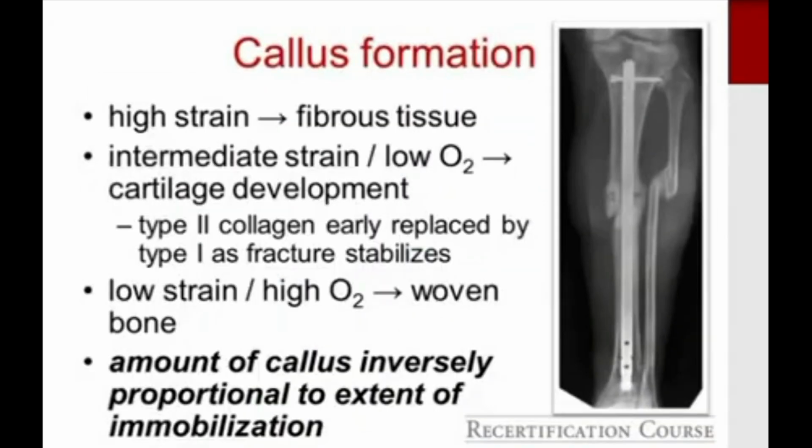Callus formation occurs after fracture. If you have high strain with a fracture, you'll have a preponderance of fibrous tissue that will form. If you have intermediate strain with low oxygen tension, you'll have cartilage development. Initially, it will be type 2 collagen, replaced by type 1 collagen as the fracture stabilizes and undergoes enchondral ossification. In fractures with low strain and high oxygen tension, here's where you have immature or woven bone formation.